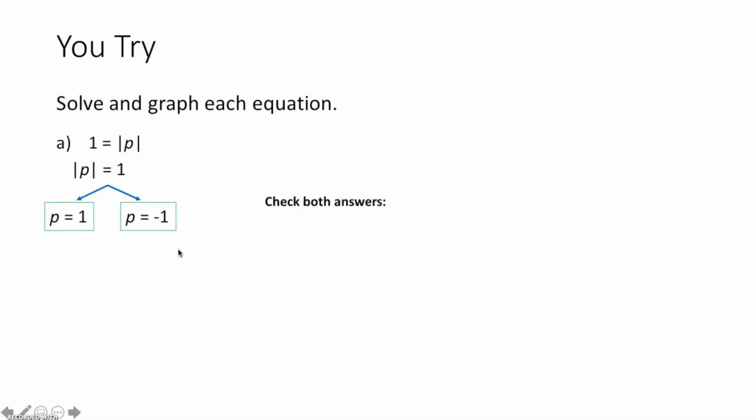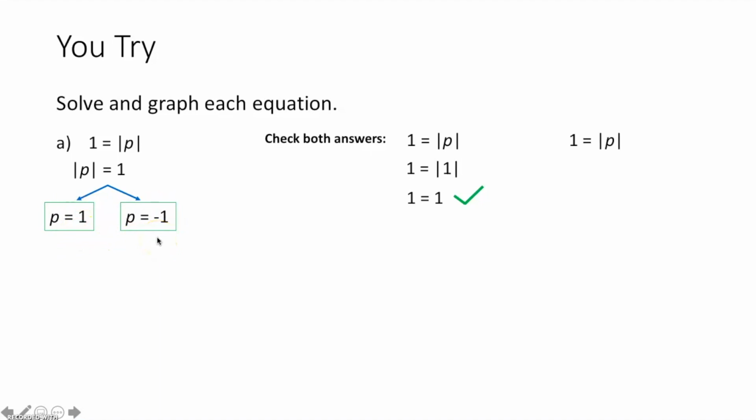Now let's go ahead and check both of your answers. So we're going to take 1, plug it back into the original absolute value to see if that checks out. What's the absolute value of 1? That's 1. That one is good. Let's check this one now. We're going to take negative 1, plug it back in for p in the original absolute value equation. Does that check out? What's the absolute value of negative 1? That's 1. 1 equals 1.